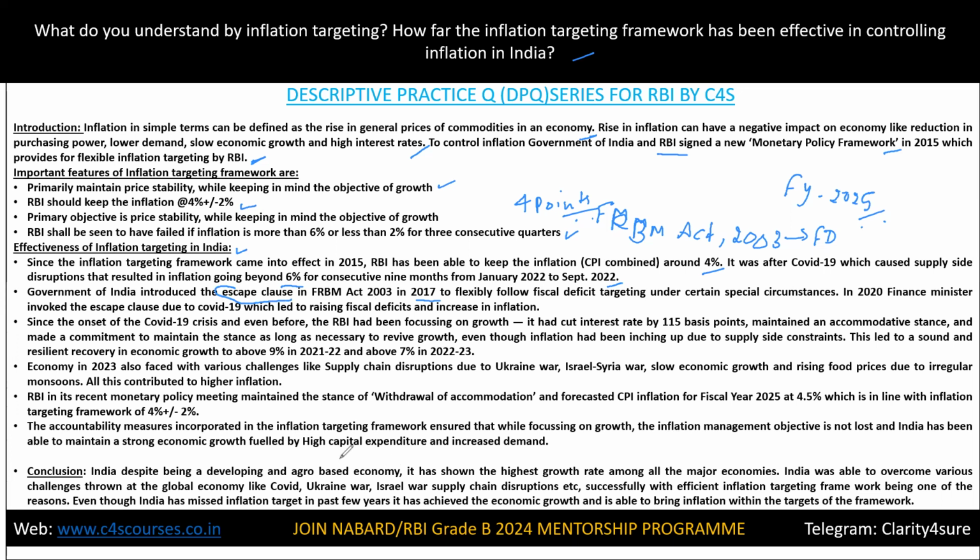Since the onset of the COVID-19 crisis and even before, the RBI had been focusing on growth. It had cut interest rates by 115 basis points, maintained an accommodative stance, and made a commitment to maintain the stance as long as necessary to revive growth, even though inflation had been inching up due to supply side concerns. This led to a sound and resilient economic recovery, with growth of about 9% in 21-22 and about 7% in 22-23. This is one more point.